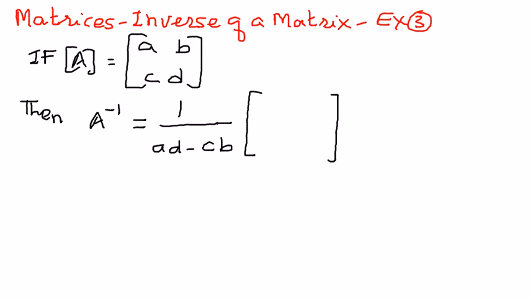So along the major diagonal we have a and d, so we're going to interchange their places. Instead of a we will write d, instead of d we will write a, and along the minor diagonal we have b and c, so we're going to keep the locations but change the sign. Since we have b in that place, we're going to write it as negative b, and in the place of c we're going to write it as negative c. So let me write this a bit more clearly, and this is how we can achieve the inverse of the matrix.